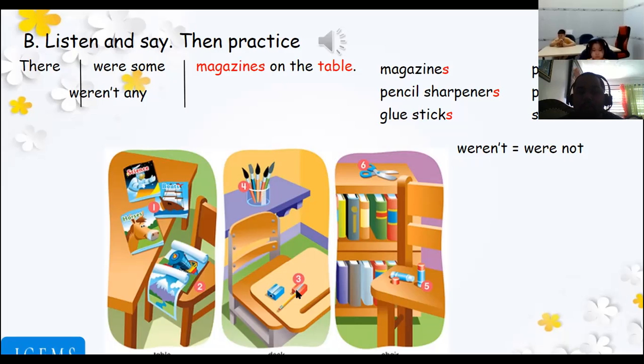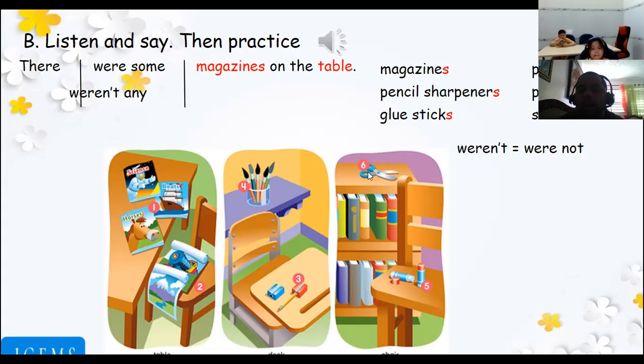Then, let's continue. There were sharpeners on the chair. So now let's see the bookshelf.